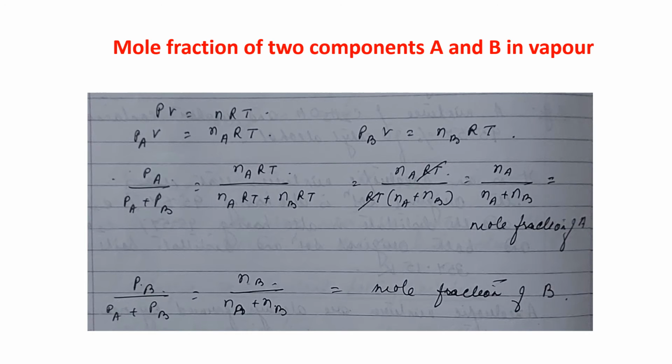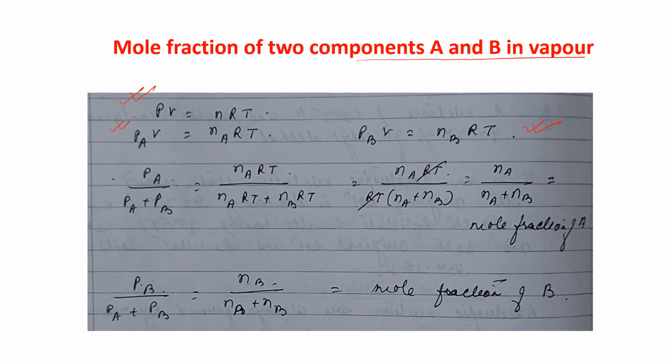How to calculate the mole fraction of two components A and B in vapor? As we know, PV equals nRT for an ideal gas. Now from here, P_A^V, that means the partial vapor pressure of component A. P_A^V equals n_A RT and P_B^V equals n_B RT.